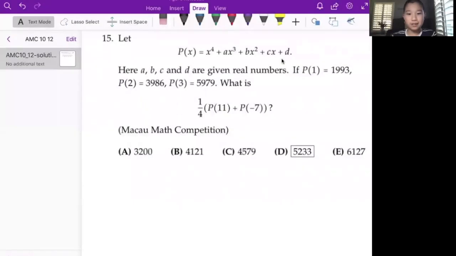Problem 15. Let p of x equal x to the fourth plus ax cubed plus bx squared plus cx plus d. Here a, b, c, and d are given real numbers. If p of 1 equals 1993, p of 2 equals 3986, and p of 3 equals 5979, what is 1/4 of p of 11 plus p of -7?